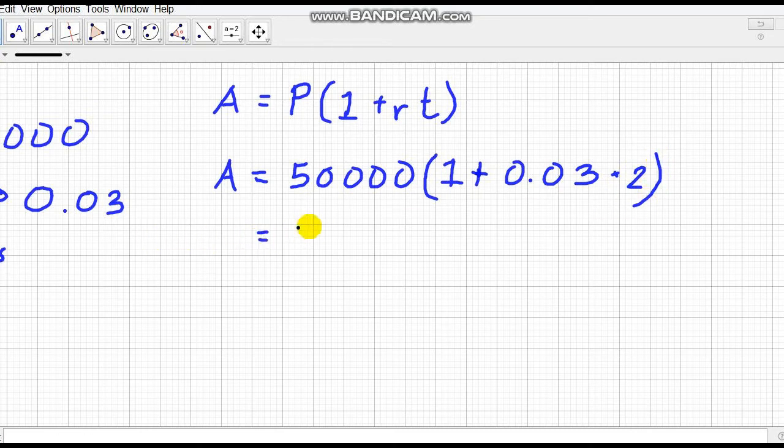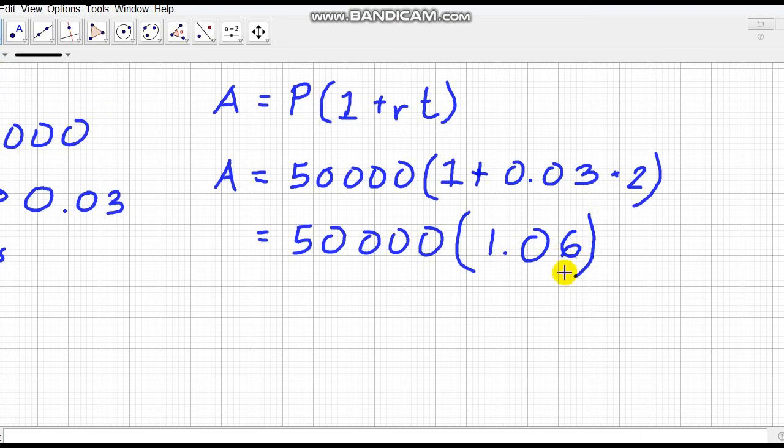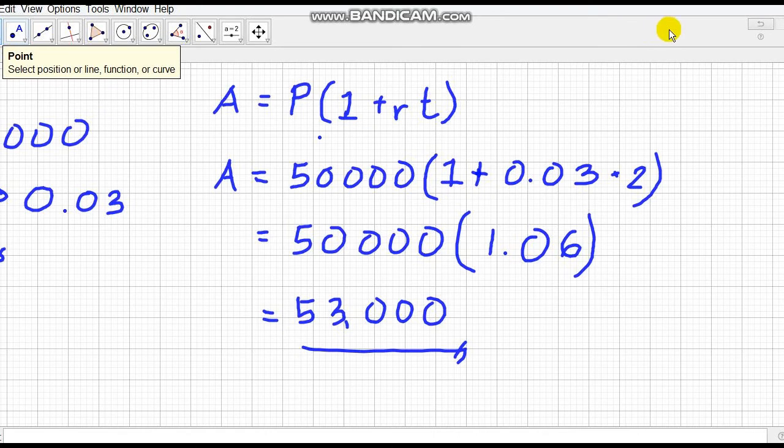So let's compute. That will be 50,000 times, 0.03 times 2 is 0.06, plus 1, that would be 1.06. And if we multiply 50,000 times 1.06, the answer would be 53,000. So the value is still the same. That's the maturity value and the interest in simple interest.